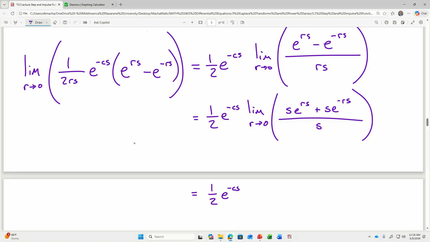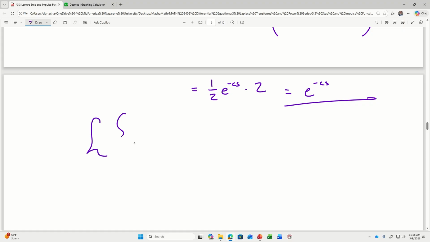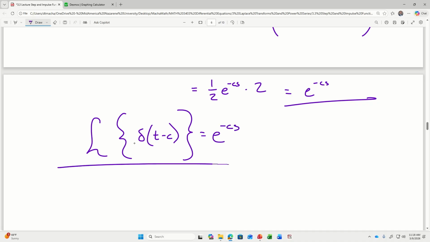Now, what is this limit as r approaches 0? We have all of these s's cancel, right? So it's just e to the 0 plus e to the 0, which is 2. That limit is 2. And then the 2 and the 1/2 cancel, and we get e to the negative cs. That means the Laplace transform of the Dirac delta function, where the impulse is imparted at time t equals c, that Laplace transform is e to the negative cs.